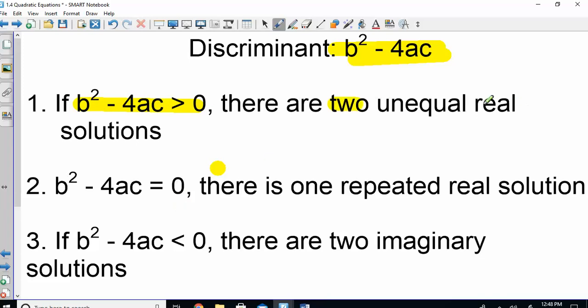If that is a positive number, you get 2 real answers. If that is equal to 0, something plus 0, something minus 0, you only get 1 real answer. You get the same thing twice. And if that is negative, that is when you get the imaginary answers. So I may ask you some questions and say, without solving, tell me what types of answers you're going to get. So that is the discriminant. You might want to jot something down here.